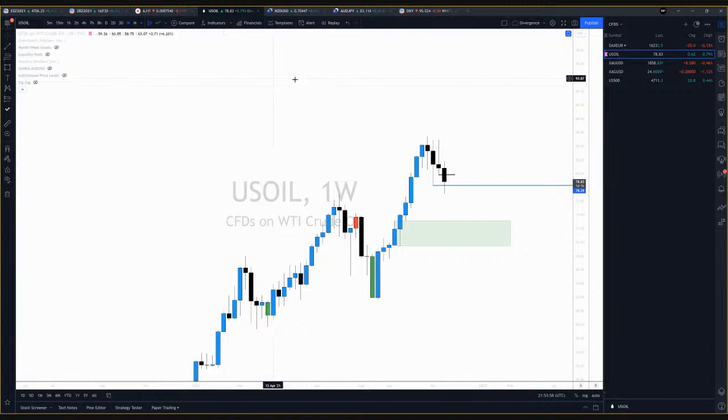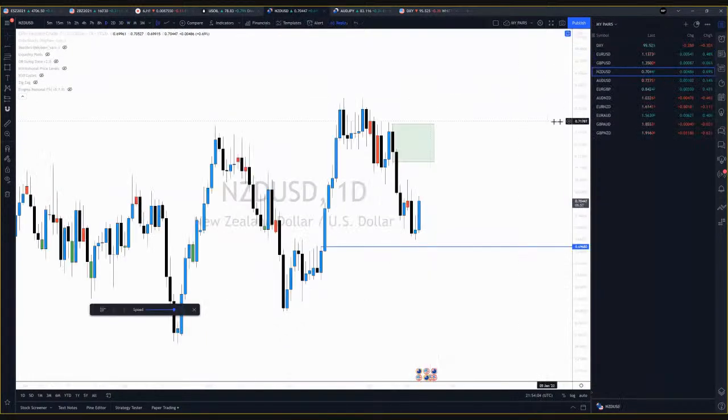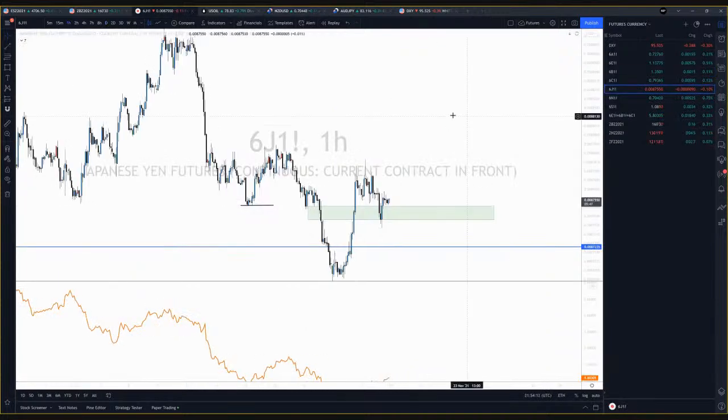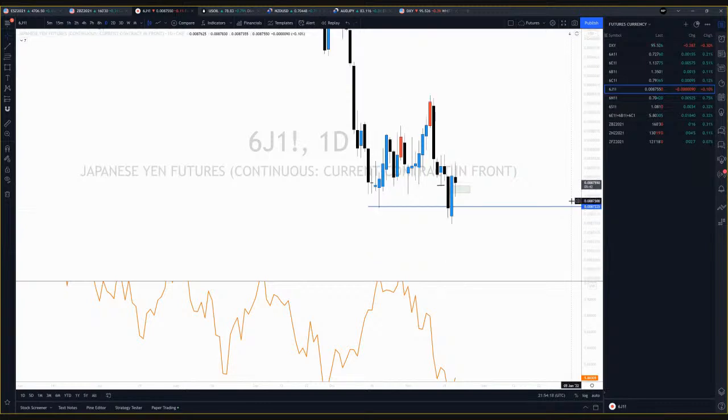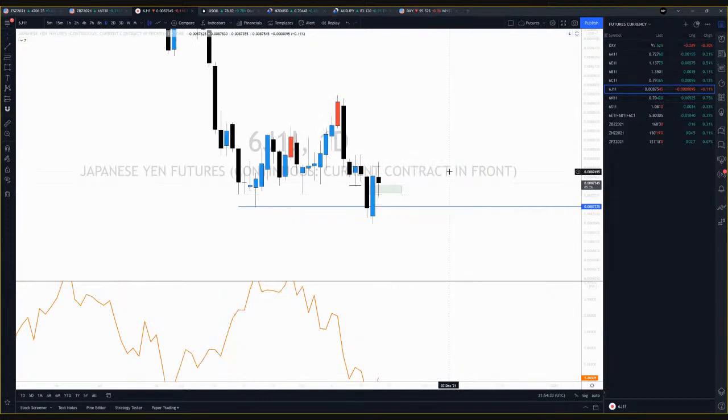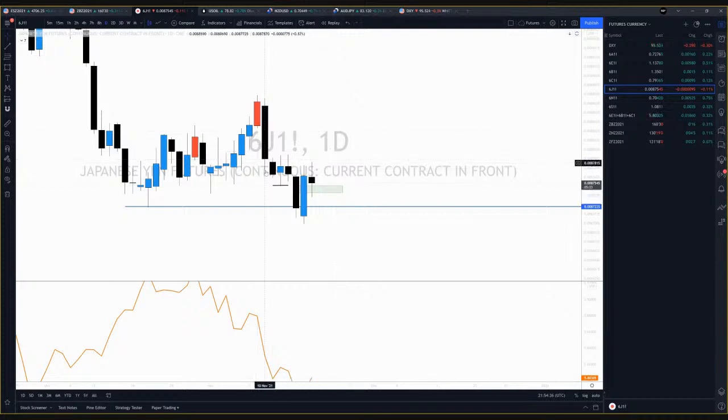Okay, let's go into a different chart. Let's come back here. Let's go to the futures market. Okay, let's look at some futures market. Okay, so this is the yen, right?